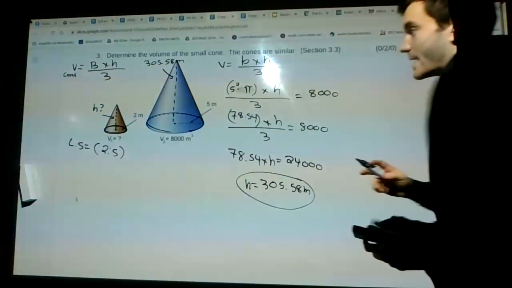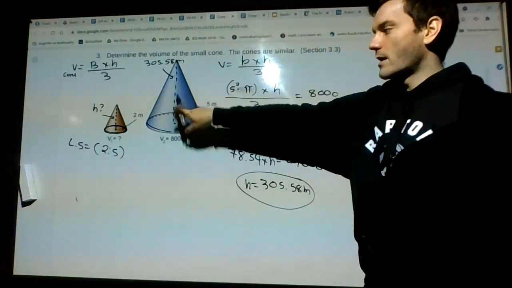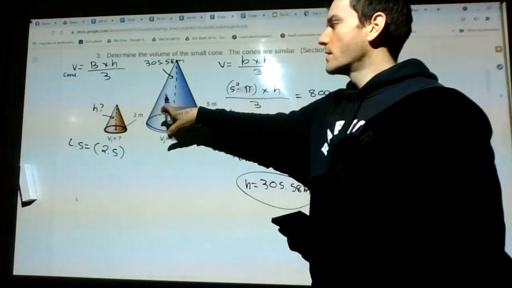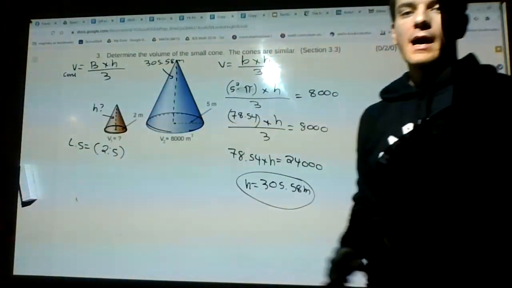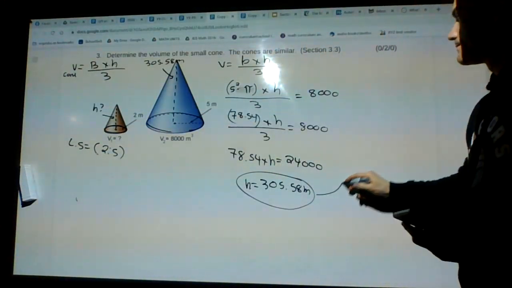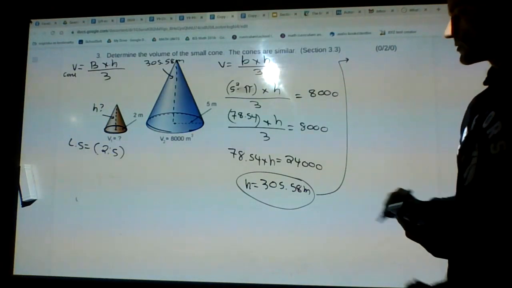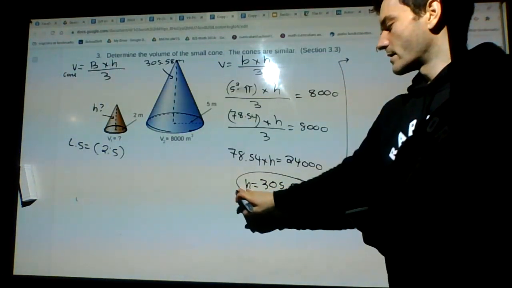Perfect. Now that I know the height of this, and I know the length scale is 2 to 5, we can figure out the height of that smaller cone. So this is the height, we can even label that height of big cone.